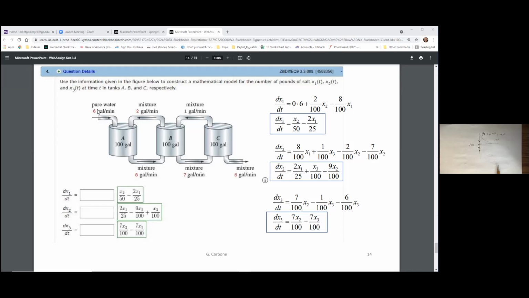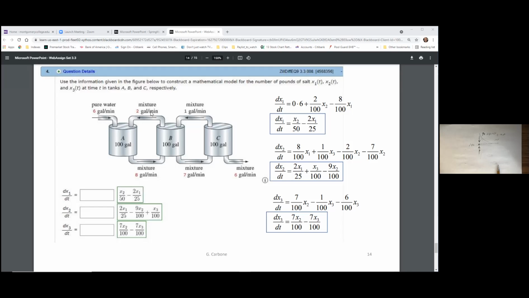So first of all, pure water is going into tank A. That's just going to be 0 times 6, since it's 6 gallons per minute. But just to make it clear, there's no salt going in. I've got 6 gallons, but no salt is going in. But now from tank B, salt is going in at a rate of 2 gallons per minute, and there's 100 gallons here.